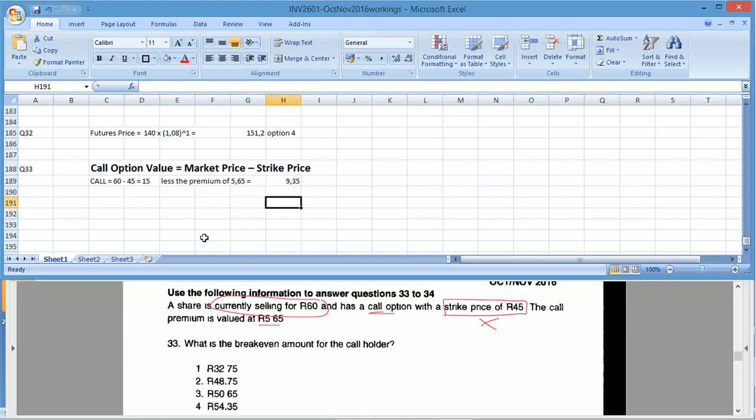So break-even means I end up with 0. Okay, so I want 0 here. What is the break-even amount for the call? So what is the market price for the call? That's the big question. Okay, so if it's 0, I need to make the premium. That means the call must equal question mark minus the strike price of 45 equals the premium of 5.65.